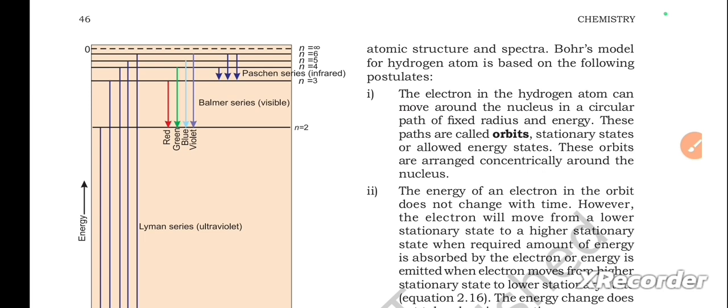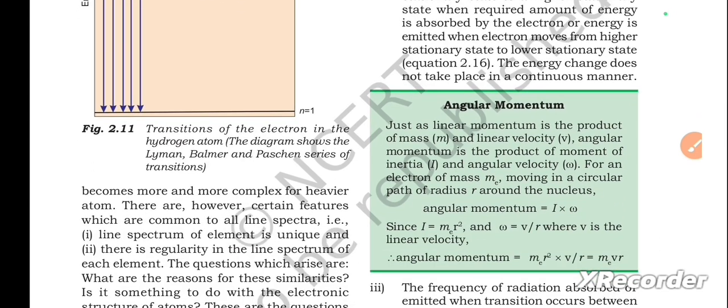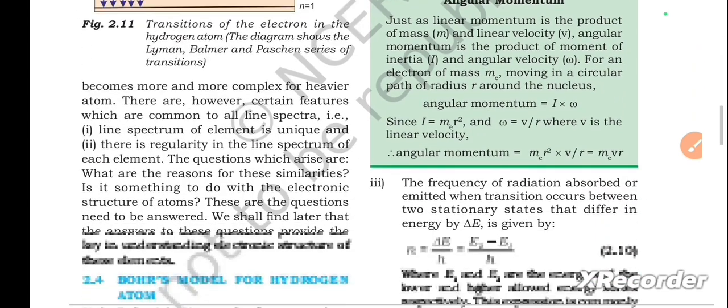First point, the electron in the hydrogen atom can move around the nucleus in a circular path of fixed radius and energy. These paths are called orbits, stationary states or allowed energy states. These orbits are arranged concentrically around the nucleus. Second point, the energy of an electron in the orbit does not change with time. However, the electron will move from a lower stationary state to a higher stationary state when the required amount of energy is absorbed by the electron, or energy is emitted when the electron moves from a higher stationary state to a lower stationary state. The energy change does not take place in a continuous manner.